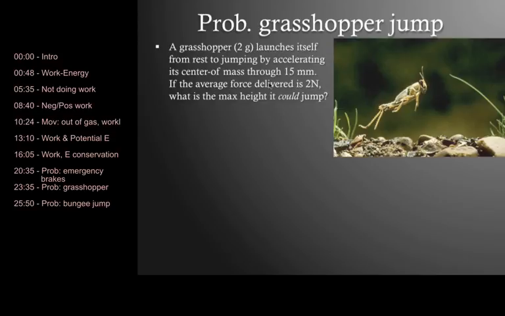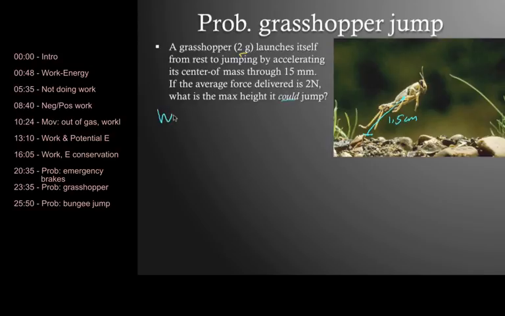Alright, so here we have a 2-gram grasshopper launching itself from rest, and it accelerates its center of mass through 1.5 centimeters. So what this means is that from here where it leaves the ground to where it starts, it needs 1.5 centimeters. And then if the average force delivered is this 2 newtons, what's the max height it could jump? So grasshoppers don't jump straight up, but we want to know if it was just jumping straight up, how high could it jump?